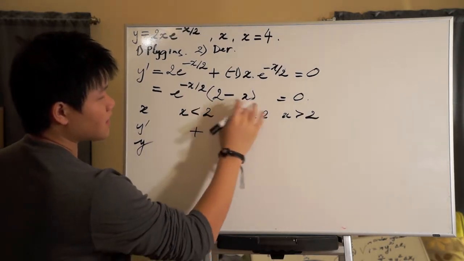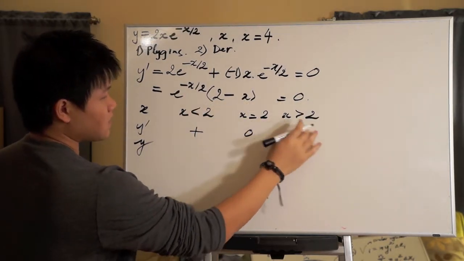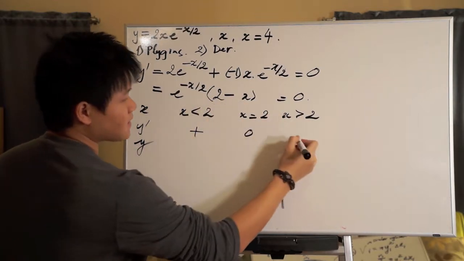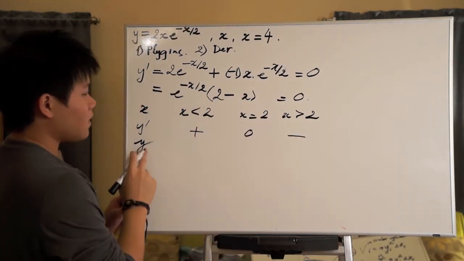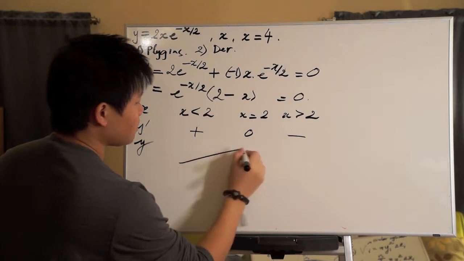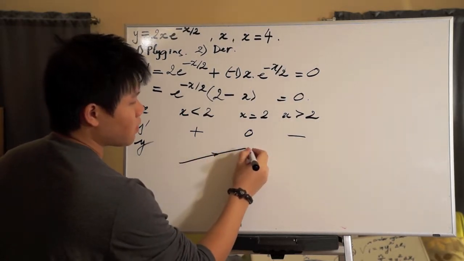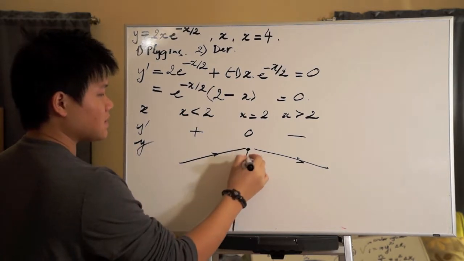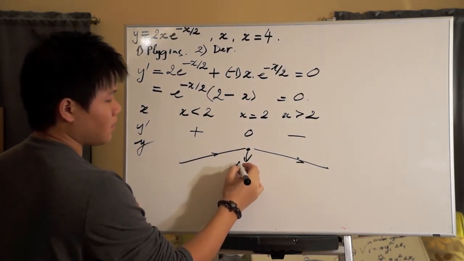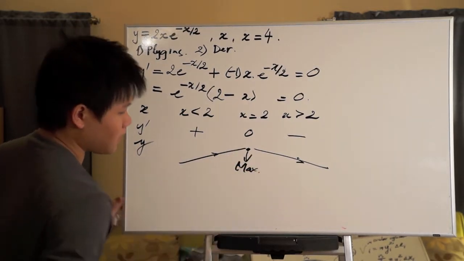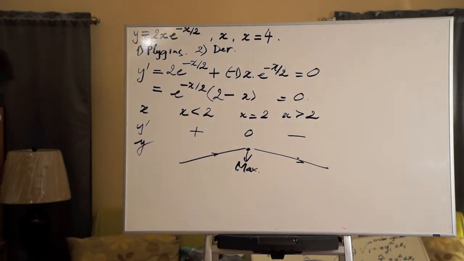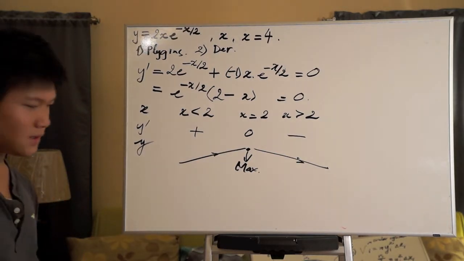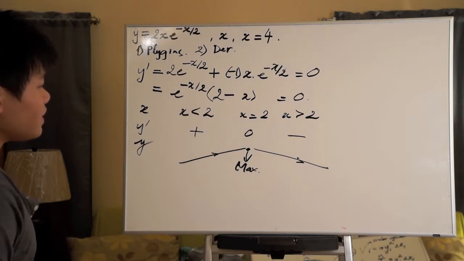For x equal to 2, 2 minus 2 is 0. For x greater than 2, 2 minus something that's greater than 2 is negative. So you know that y will behave something like this. It will increase up to a certain point, and then it will decrease. So we know that this is a local max. Okay, so how do we go ahead and graph this?